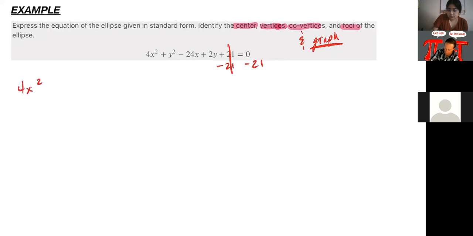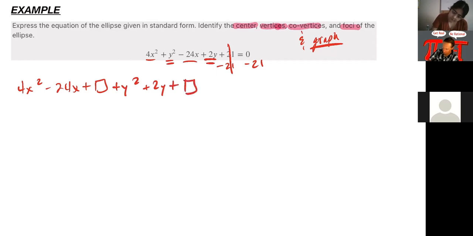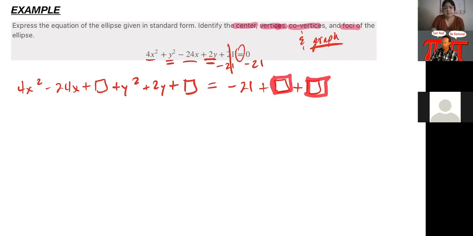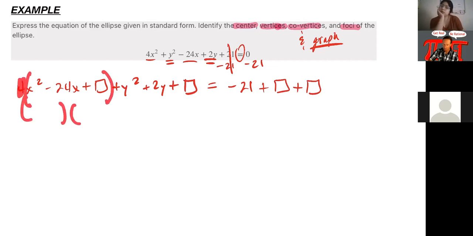Okay? So I'm going to do both of those things at the same time, if you're good with it. I will put the 4X squared minus 24x, and then I know I'm going to have to add something, right? And then I'm going to put the y squared with the y, and again, I know I'm going to have to add something. And it's all going to be equal to that negative 21 and those two boxes that I just know are placeholders for the things that I'm going to have to add in order to complete the square. Now, here's where these are a little bit different than circles. Circles were nice because we knew when that wasn't there, we could factor pretty easily. But now that there's a leading coefficient, we don't like that. So guess what we're going to do to get rid of it?